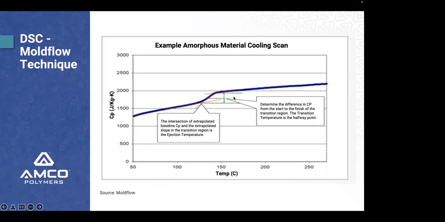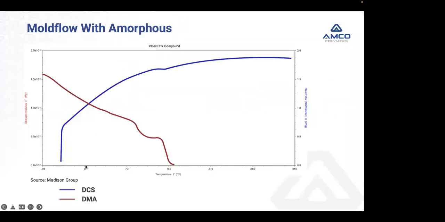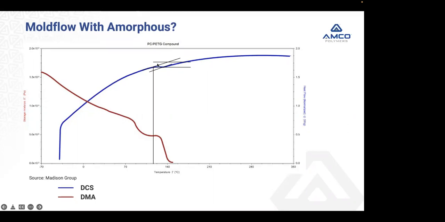So they said, all right, we use a DSC and the intersection, the extrapolated baseline, and so on and so forth. I don't want to go through this and bore you, but they said this peak here, the transition temperature halfway point, is where we get it. So I went to Madison Group and said, hey, do you have a polycarbonate? They actually have a polycarbonate PET compound like a Xenoy or a Makroblend. So here is my DMA and here's my DSC. And I did my cross reference of this peak here, the intersection where it is, and it comes down here. I'm like, okay, that kind of makes sense.